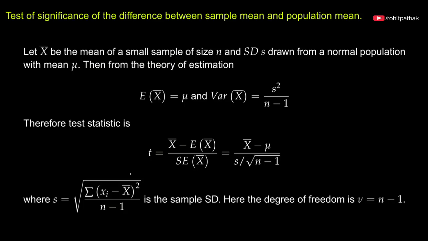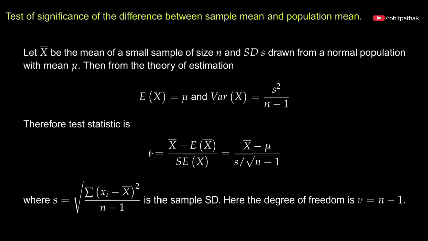In case of small samples, we use this formula for the standard deviation. Instead of dividing by n, we divide by n minus 1. So in case of a small sample theory, this is the formula for the standard deviation of the sample observations. And the degree of freedom here is nu equals n minus 1, because we have been using x bar in calculating s. Therefore, degree of freedom will be n minus 1.